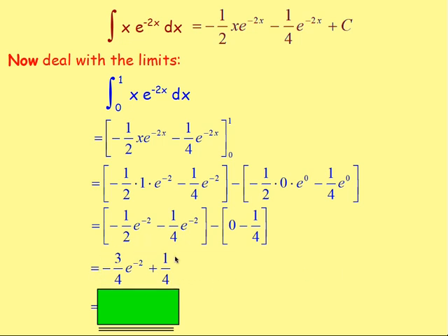And after that, because you've got 3/4 here and 1 quarter here, you could take out a quarter as a common factor. And if you do that, you would have negative 3e to the negative 2 plus 1. But to save putting the negative first, I'll just put the 1 first and swap that around. So I've got the 1 and the negative 3e to the negative 2. And that is your final answer.